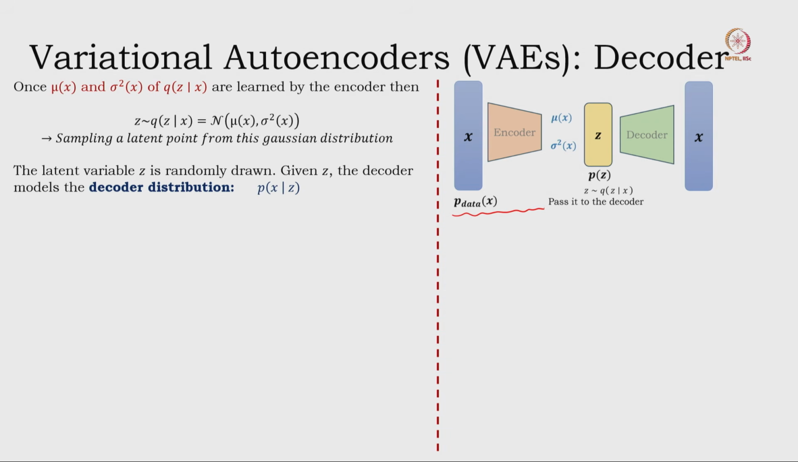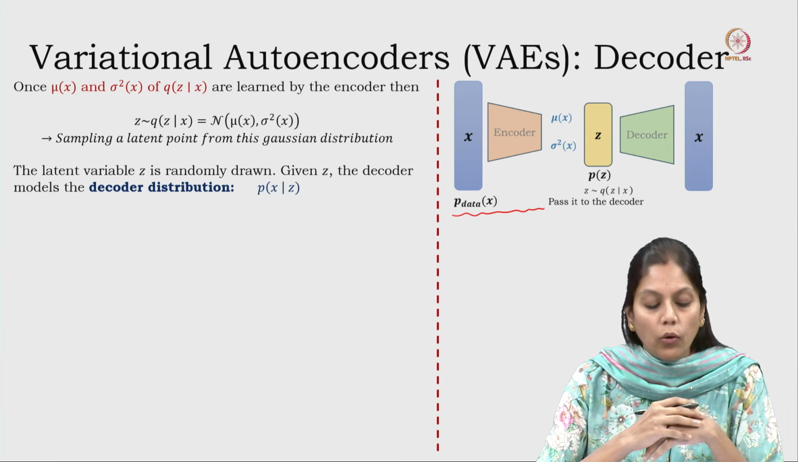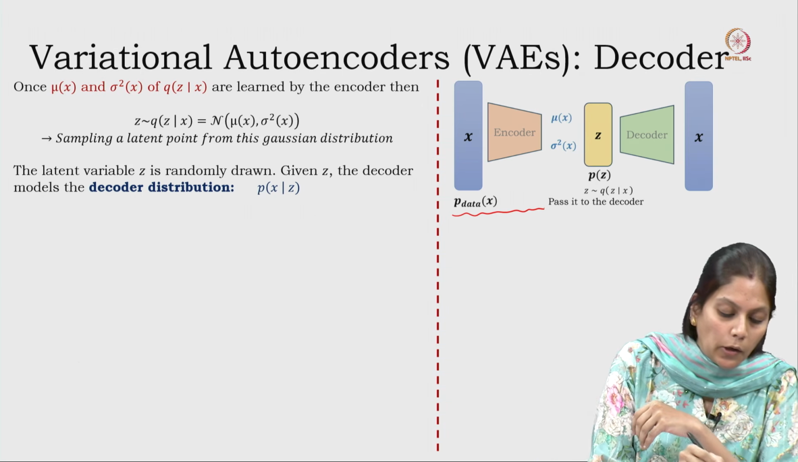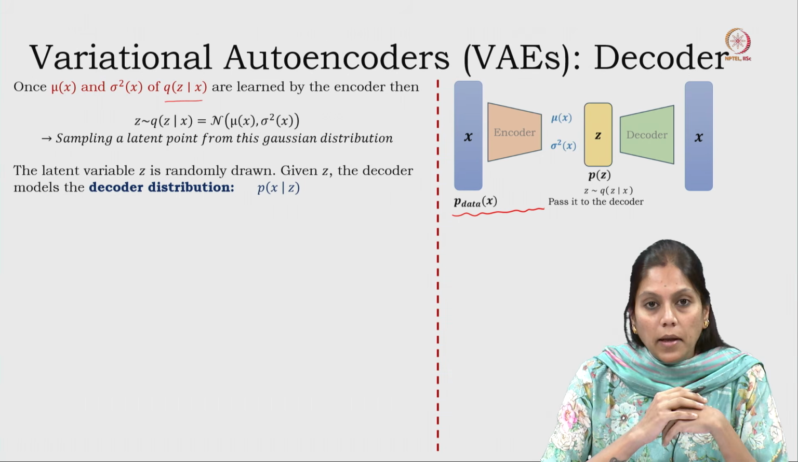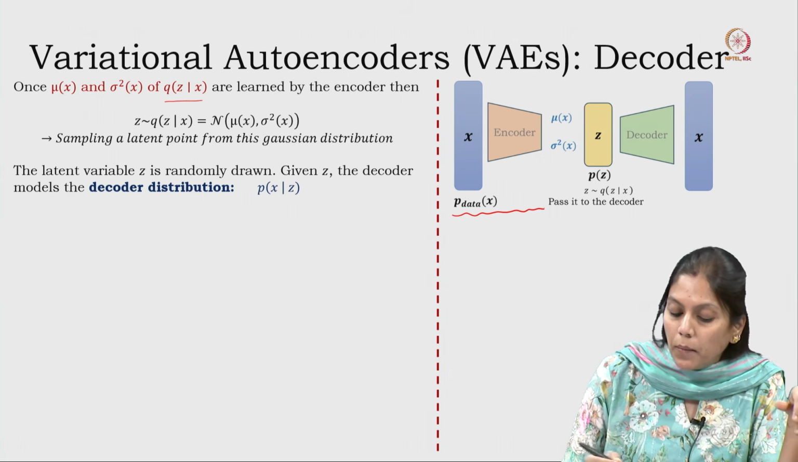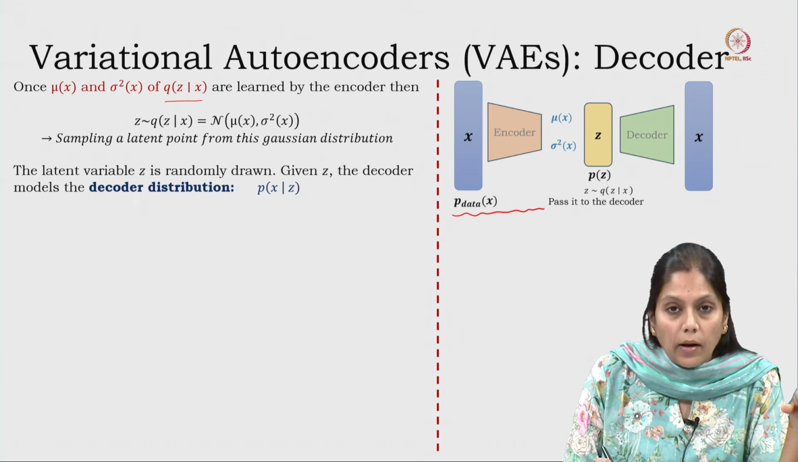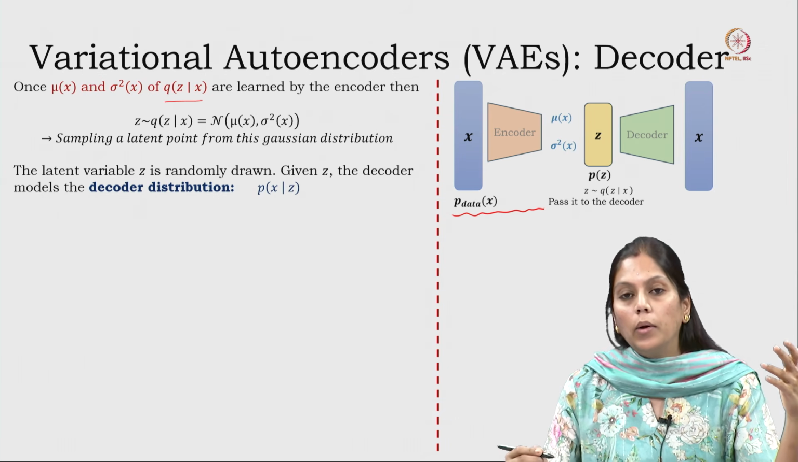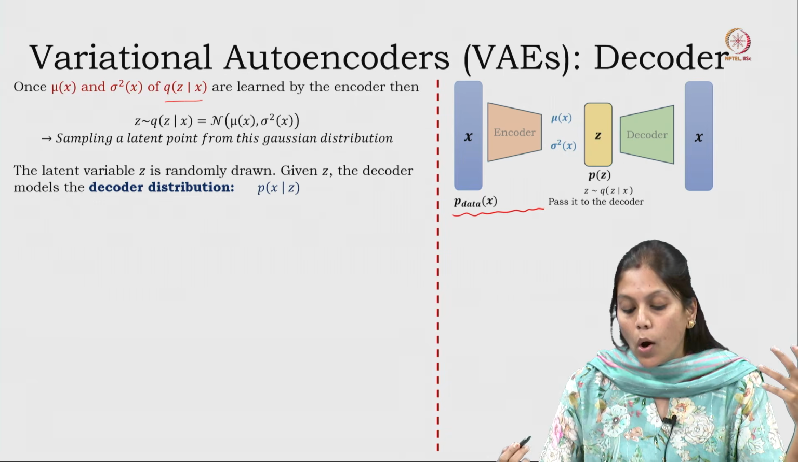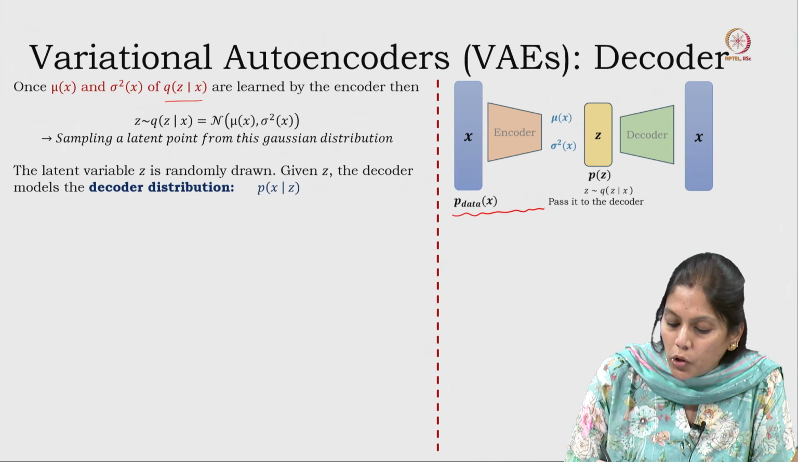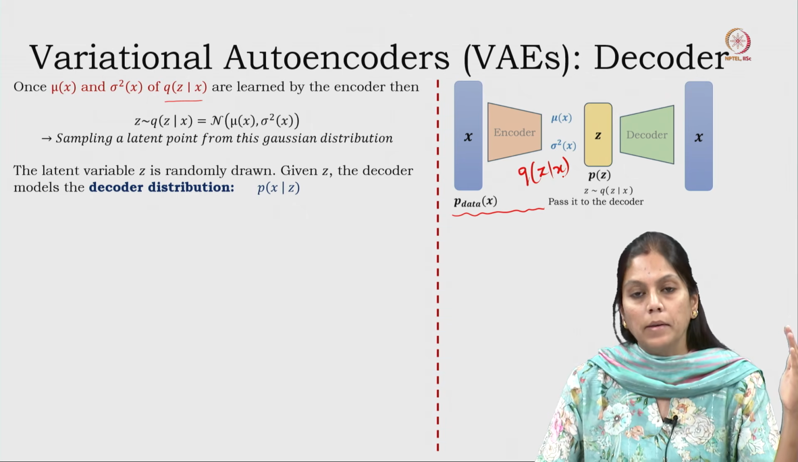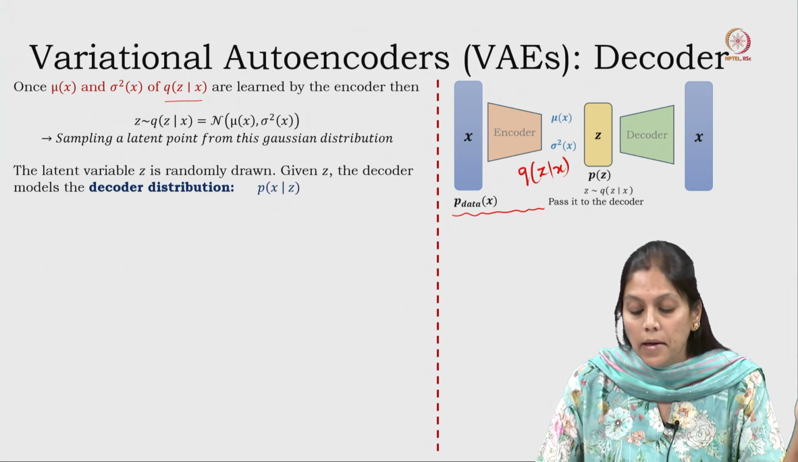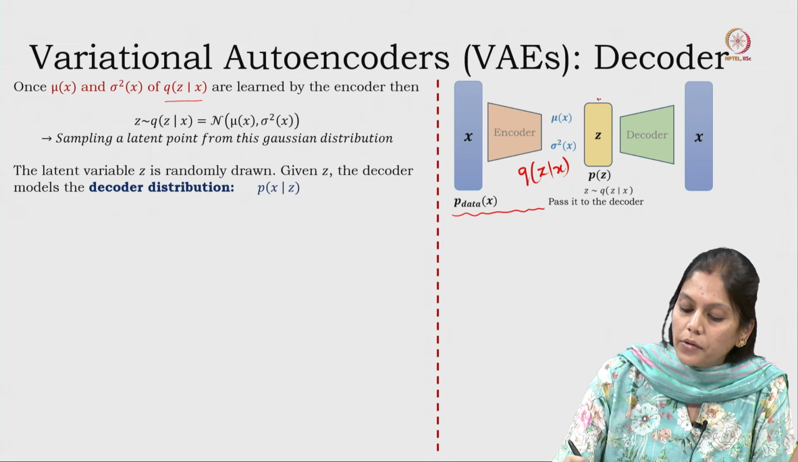So, once the mean and variance of this particular q of z given x is learned by the encoder, then what does it mean? When an input is passed to an encoder, the encoder is going to learn the mean and variance of this particular distribution q of z given x. So, once this mean and variance are learned, the next step is we have to sample z.